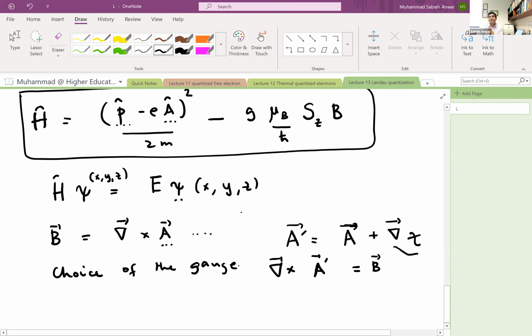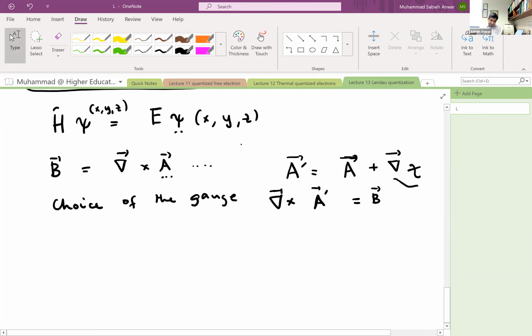Whatever gauge we choose, the energies that come out as a result are going to be gauge independent. They are not going to depend upon our choice of the gauge. So we can make our calculation simpler by choosing certain gauges. So I can choose what is called the Landau gauge, which looks like this.